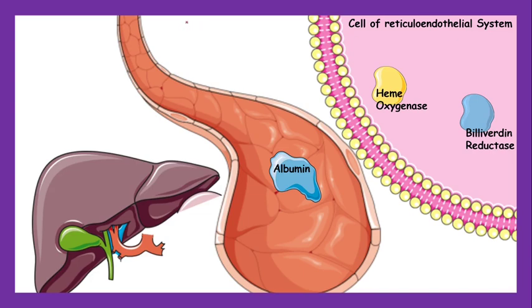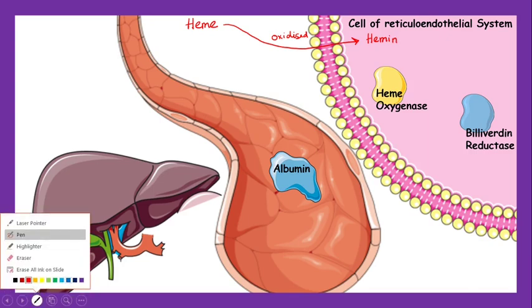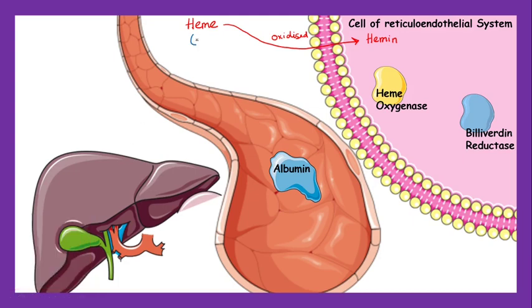So we know that in the human body we have several proteins which have heme in them, for example hemoglobin, and we have cytochromes. Now when these proteins undergo degradation, the heme that they release is taken up by the cells of the reticuloendothelial system. In most situations, this heme gets oxidized and forms something known as hemine. In heme, the iron is present in the Fe2+, that is ferrous, condition, whereas in hemine the iron gets oxidized and forms the Fe3+ configuration.